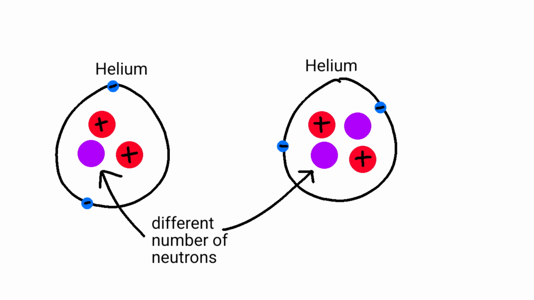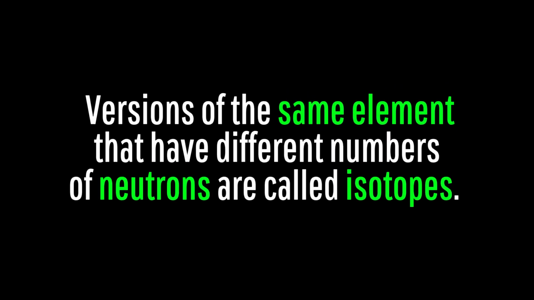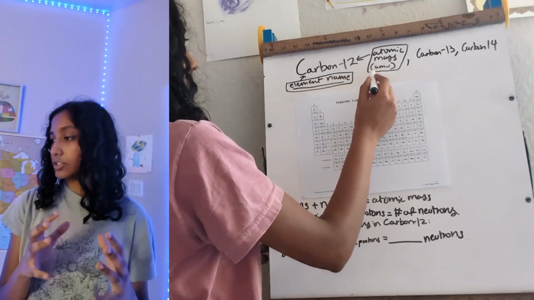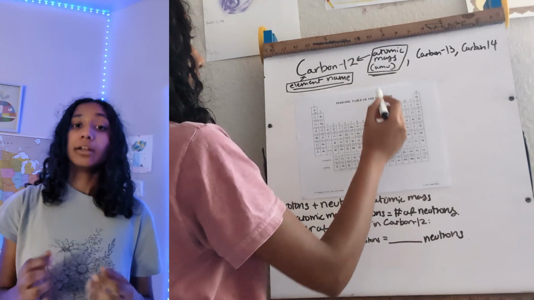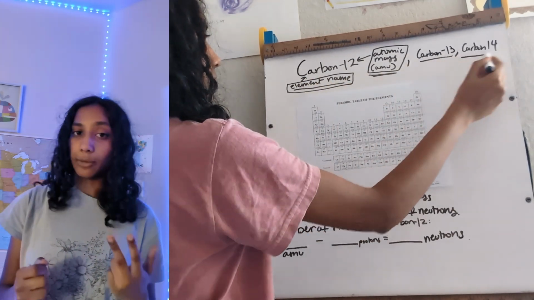Now we're going to be talking a little bit about isotopes. While each element has its own unique number of protons, its number of neutrons can vary. Versions of the same element that have different numbers of neutrons are called isotopes. Isotopes are usually written out by the element's name followed by its atomic mass. For example, carbon has the isotopes of carbon-12, carbon-13, and carbon-14.